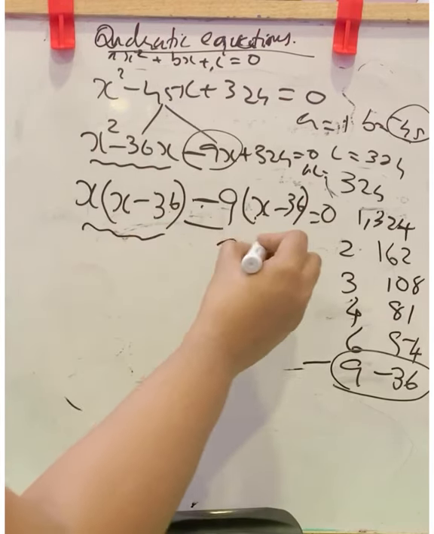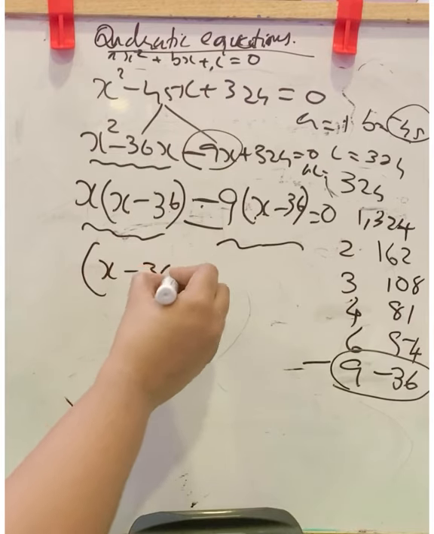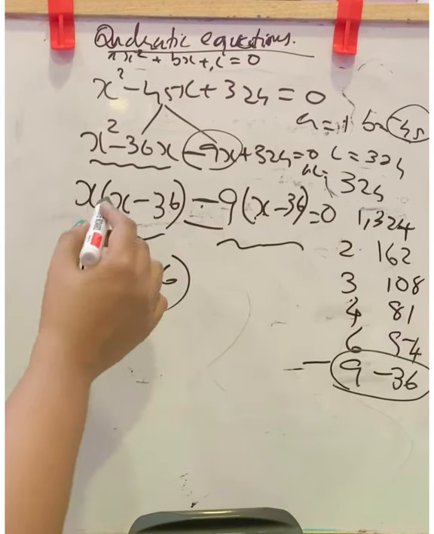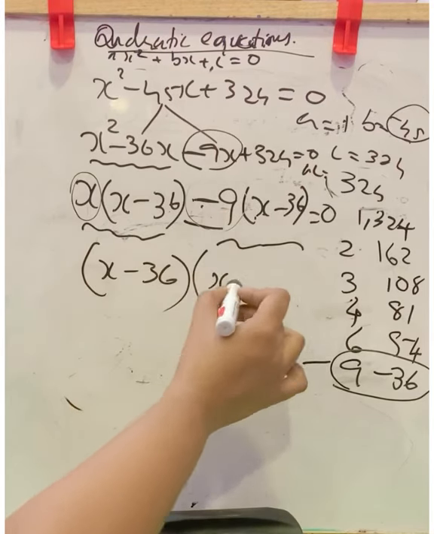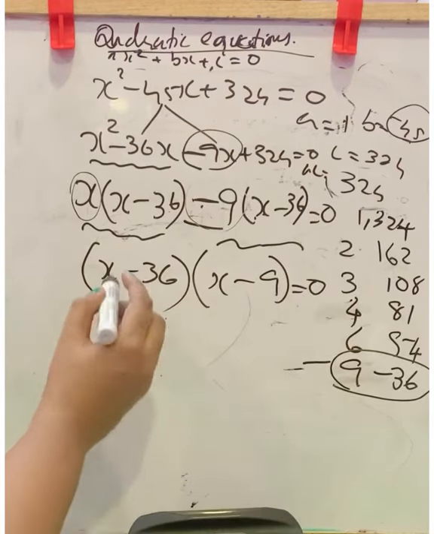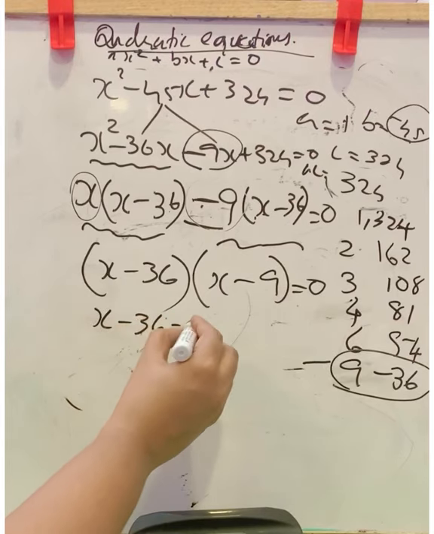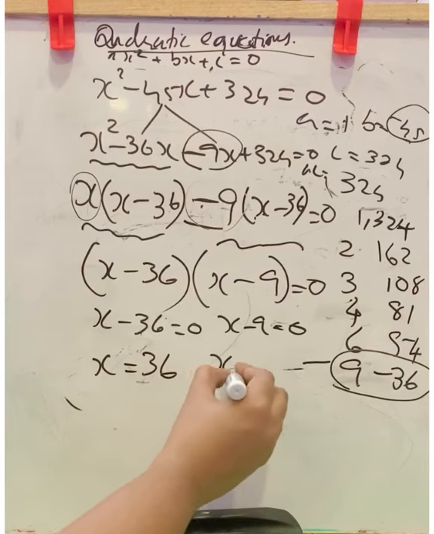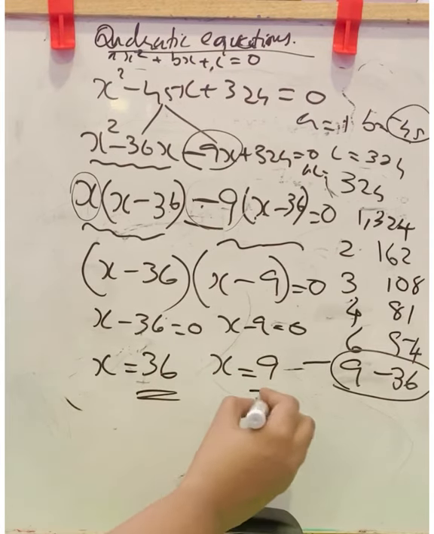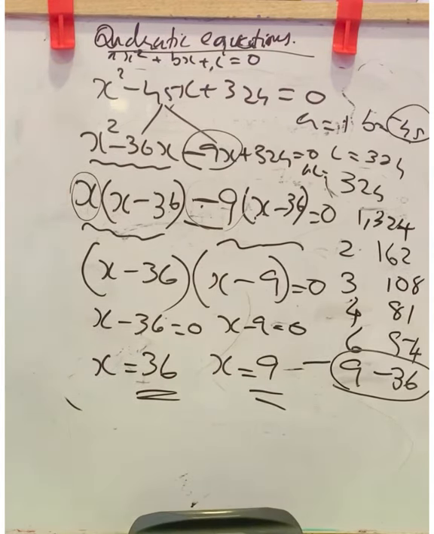Now from these two terms we have x minus 36 as common. Take that bracket outside. Here it will be x, and the other bracket has minus 9 equal to 0. Equate each term to 0. x is equal to positive 36, x is equal to positive 9. So these are the roots of this equation.